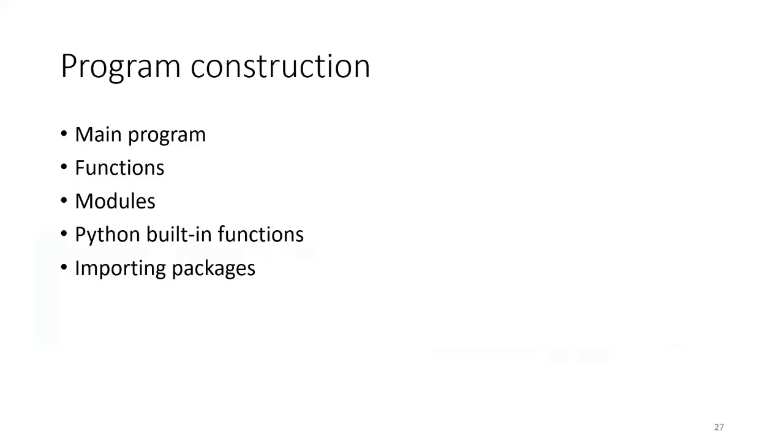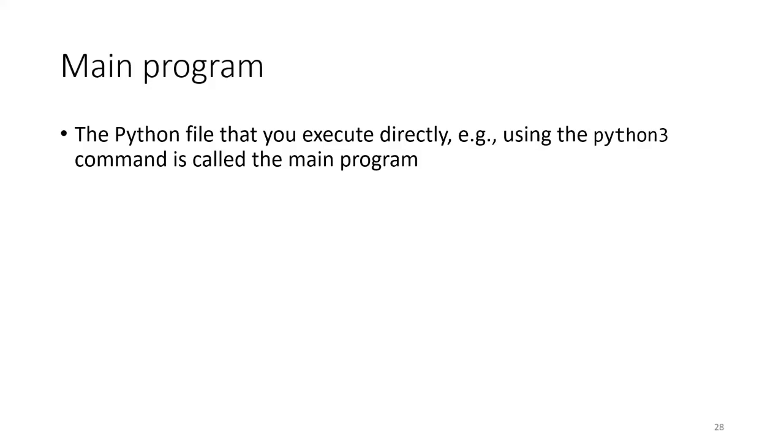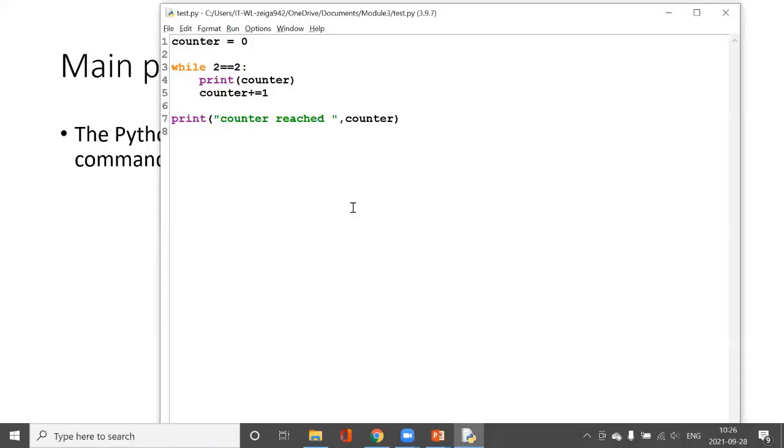Now let's see how a program is constructed in Python. A program can have different parts. For example, the main program, functions, modules, and some built-in Python functions. And you can also import other packages. Let's see what they are. The main program is the Python file that you execute directly. For example, the test file that I was working with is my main file. The Python interpreter goes inside this file, starts from the first place and executes it line by line until it reaches the end.